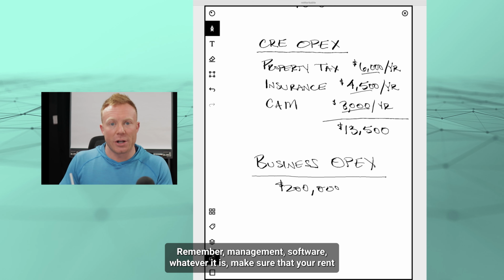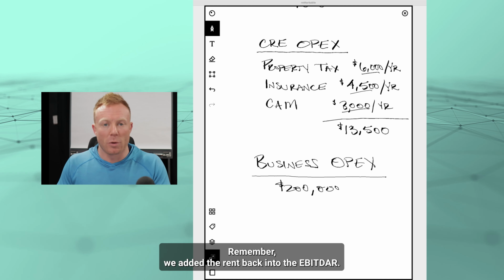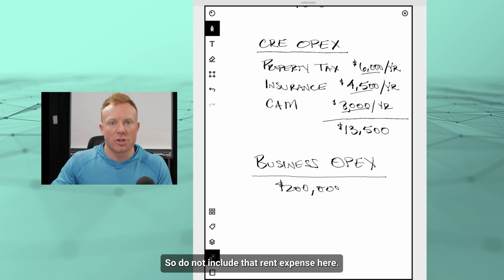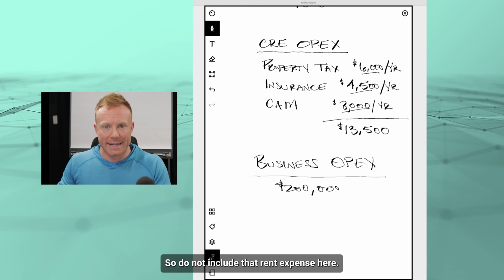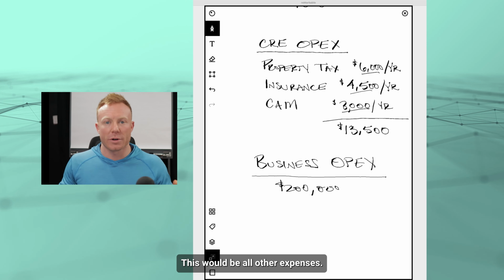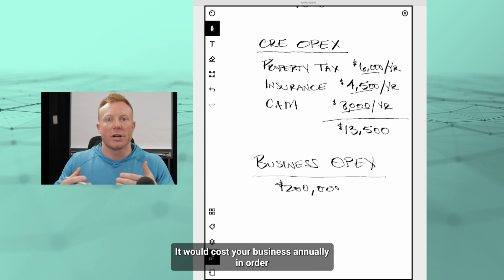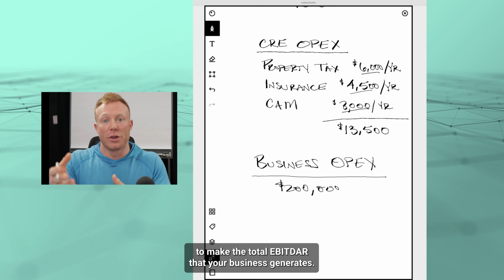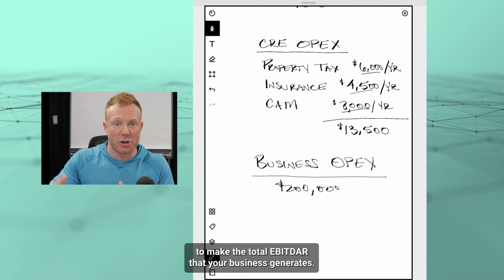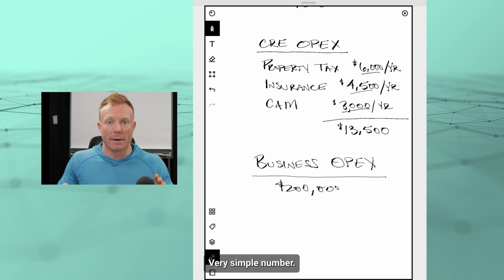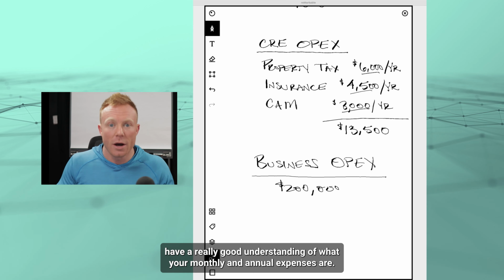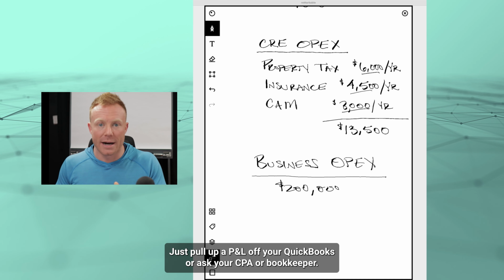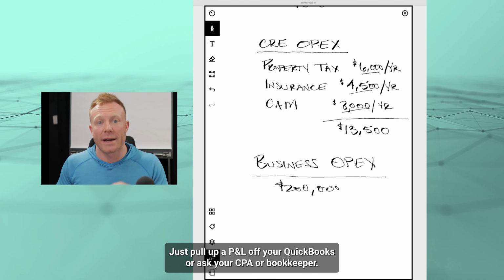Make sure that your rent is not included in here. Remember, we added the rent back into the EBITDA-R, so do not include that rent expense here. This would be all other expenses, what it would cost your business annually in order to make the total EBITDA-R that your business generates. Very simple number. Most of you guys have a really good understanding of what your monthly and annual expenses are. Just pull up a P&L off your QuickBooks or ask your CPA or bookkeeper.